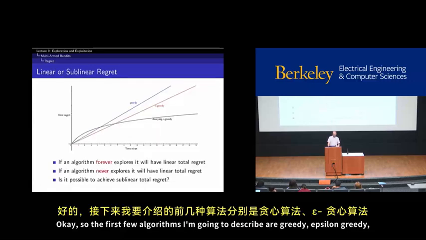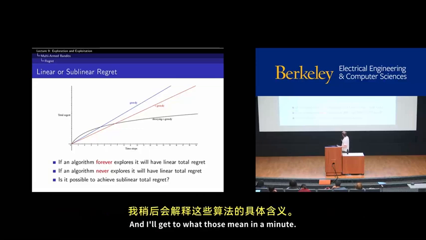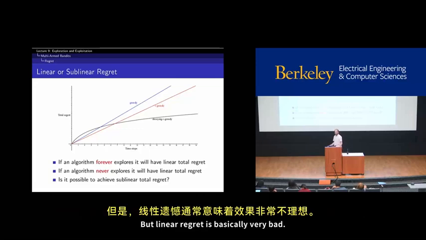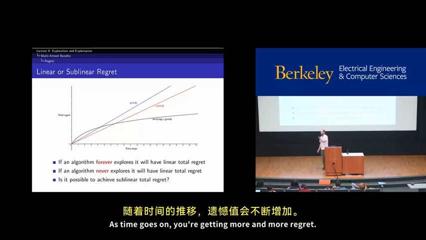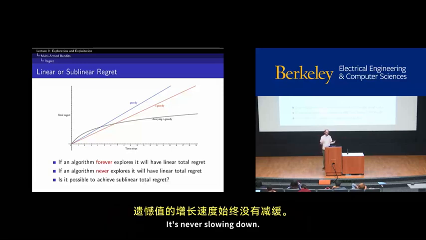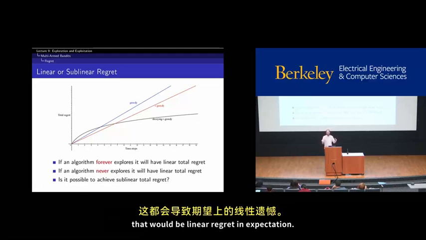Okay. So the first few algorithms I'm going to describe are greedy, epsilon greedy, and decaying epsilon greedy, and I'll get to what those mean in a minute. But linear regret is basically very bad. Linear regret means in expectation, as time goes on, you're getting more and more regret. It's never slowing down. If I always just picked the action on the left, no matter what I saw, that would be linear regret in expectation.